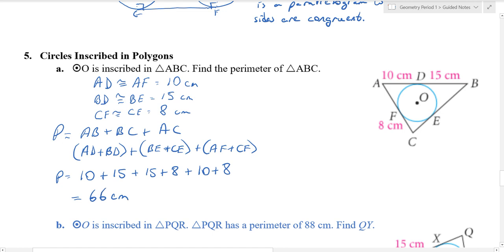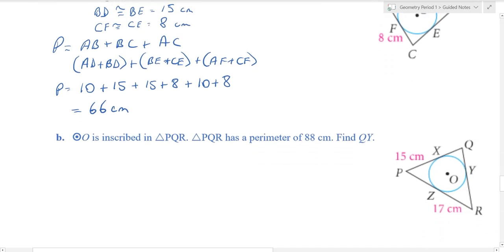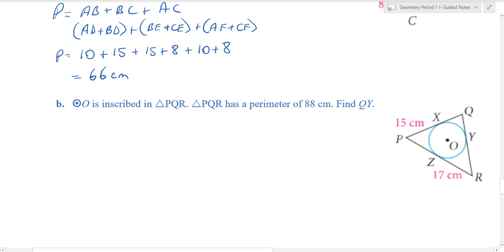All right. Now, part B is all yours. I'm going to read it here. It says, circle O is inscribed in triangle PQR. Triangle PQR has a perimeter of 88 centimeters. Find QY. Good luck.